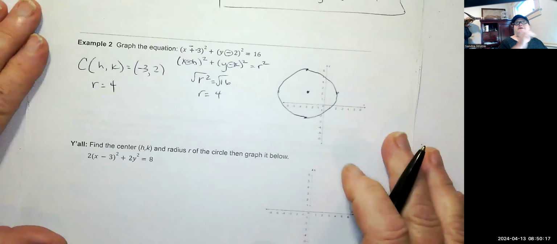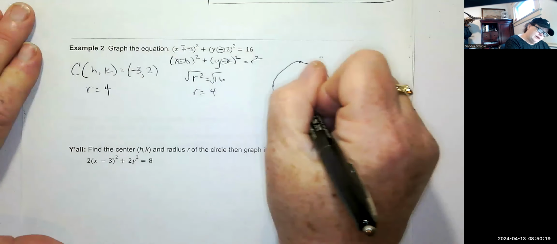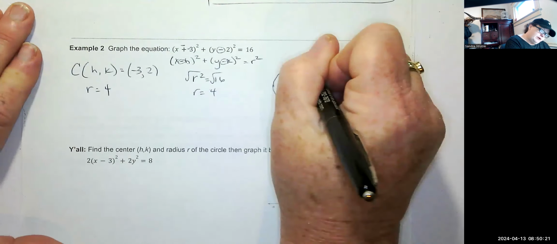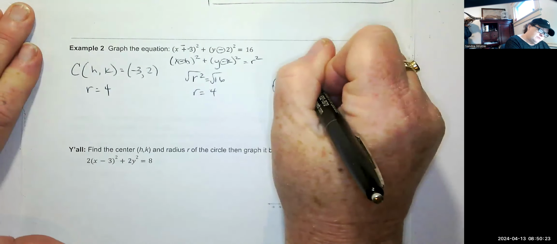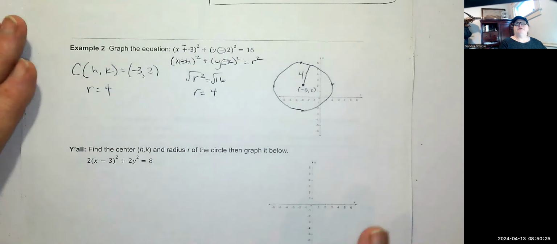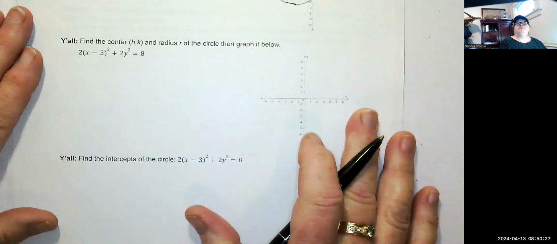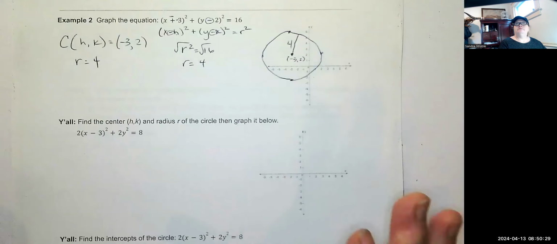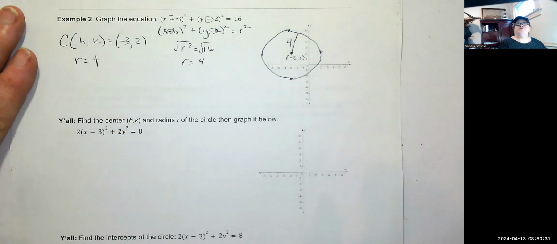That's good. All right, my center is at -3, 2, and my radius is 4. Okay, your turn. Take this, pause the video, and do this one yourself. Make sure that you can get the center, the radius, and then graph it. And then come back and see how I did it. All right, pause your video.